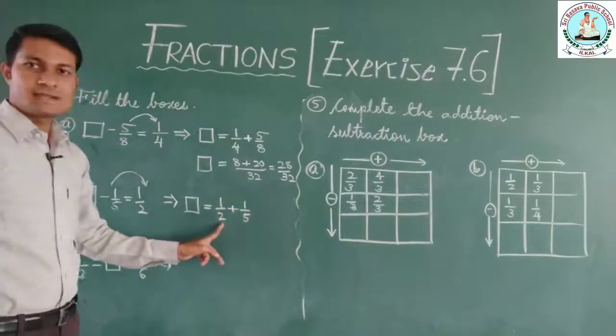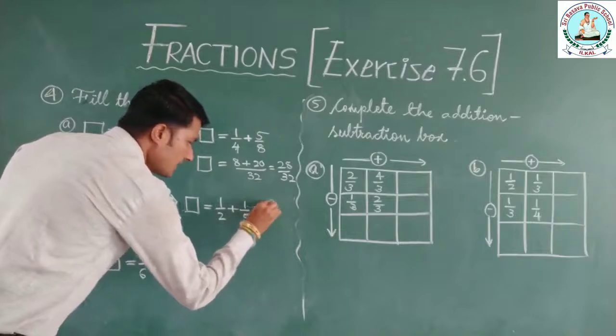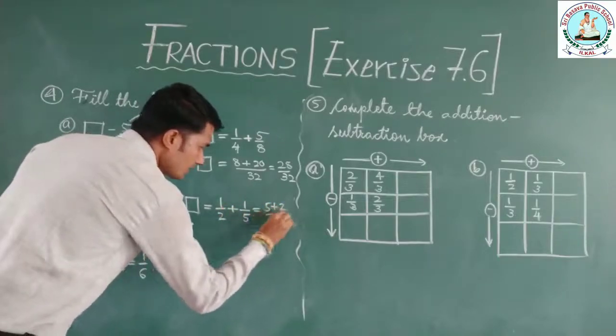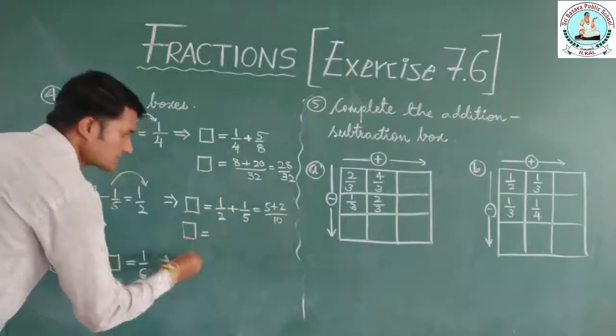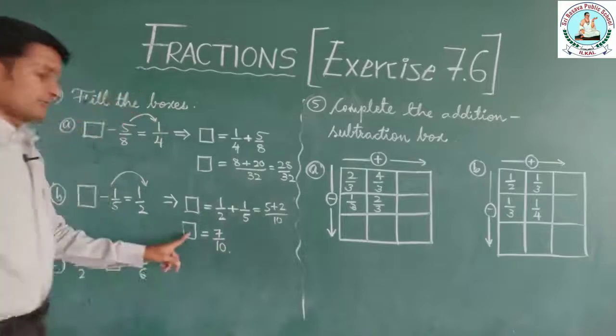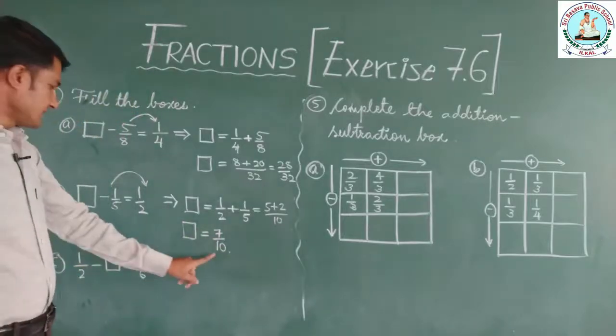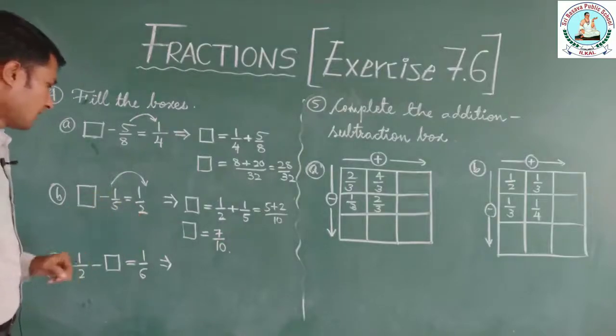So it is again just like adding unlike fractions. So 5 ones are 5. How much? 5 ones are 5. Then 2 ones are 2. Then 5 twos are 10. So in place of the box you have to fill what? 7 by 10. So if you fill this box with 7 by 10, then your answer would be 1 by 2. No doubt at all, right?